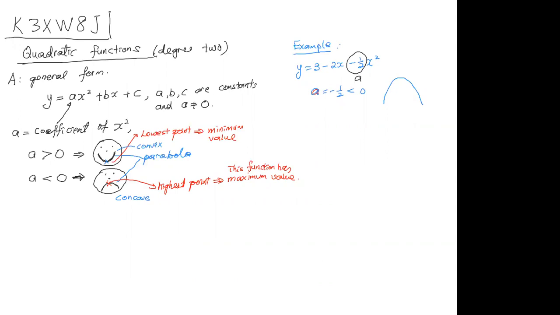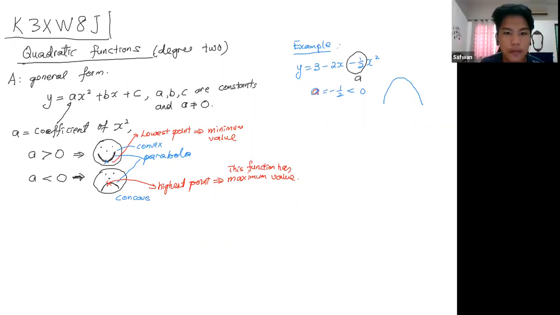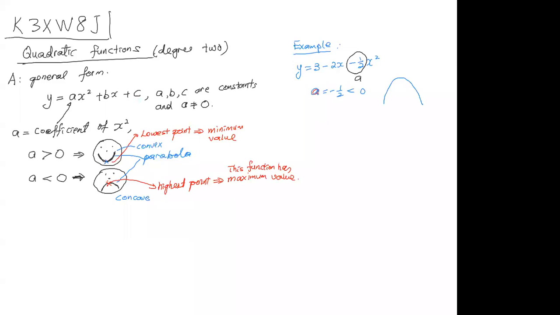Which one is the y-intercept? C. This one. Correct? Why? If we want to get a y-intercept, we put x equal to 0. When x equals 0, my y-intercept is equal to a times 0 squared plus b times 0 plus c. So the constant c there is always the y-intercept if you write it in general form.